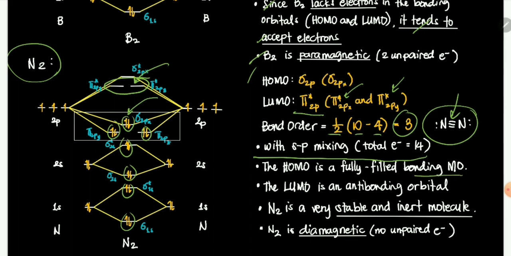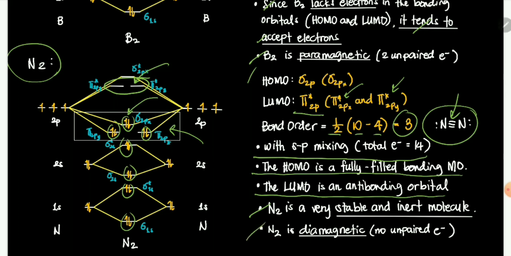So the HOMO is a fully filled bonding MO and the LUMO is an anti-bonding orbital. So since fully filled na yung bonding orbitals ng inyong N2 and wala siyang orbital sa anti-bonding, N2 is a very stable and inert molecule. Wala siyang tendency to donate or accept electrons. Kasi kapag nag-accept siya, mapupunta yun sa anti-bonding. Kapag nag-donate naman siya, mawawalan siya ng electron sa bonding orbital. So, ang N2, it's very stable. Hindi na siya nagre-react through electron donation or electron acceptance. Okay?